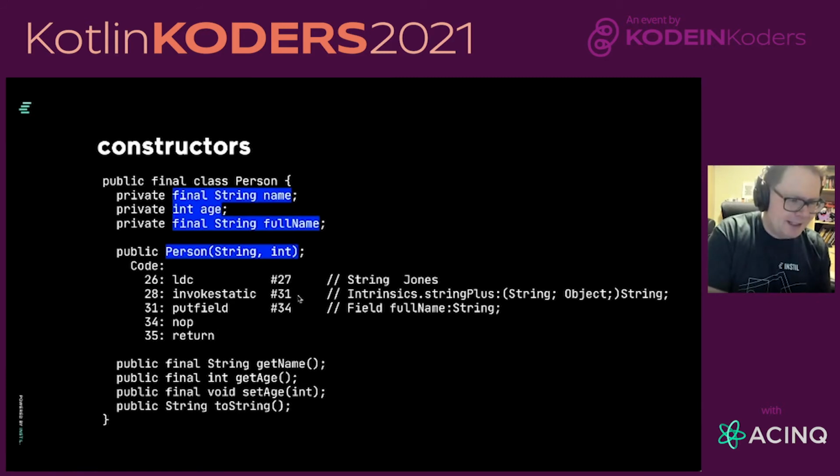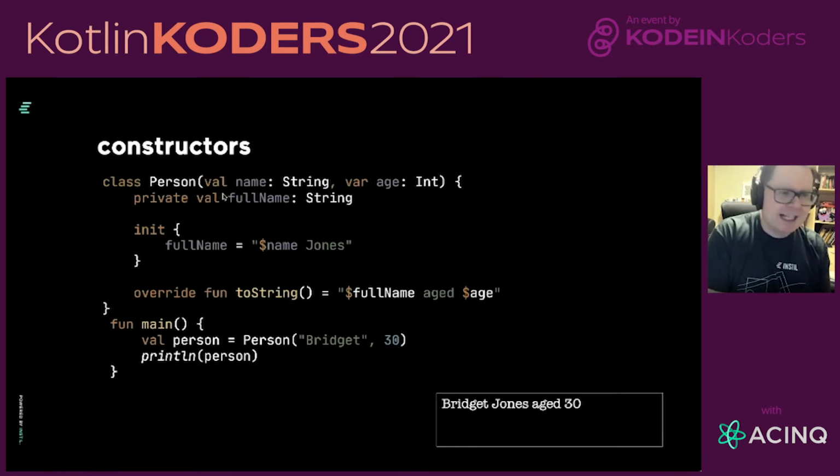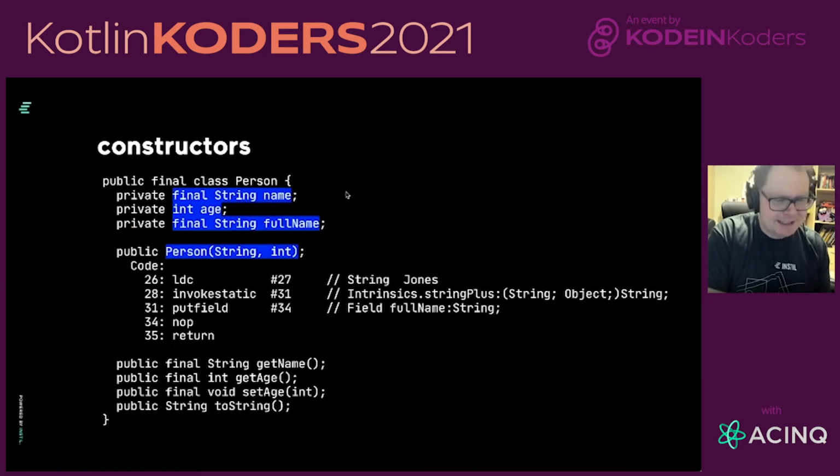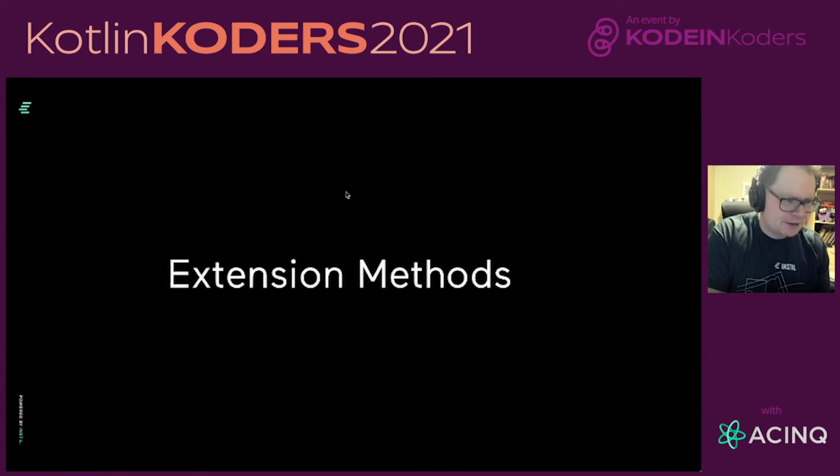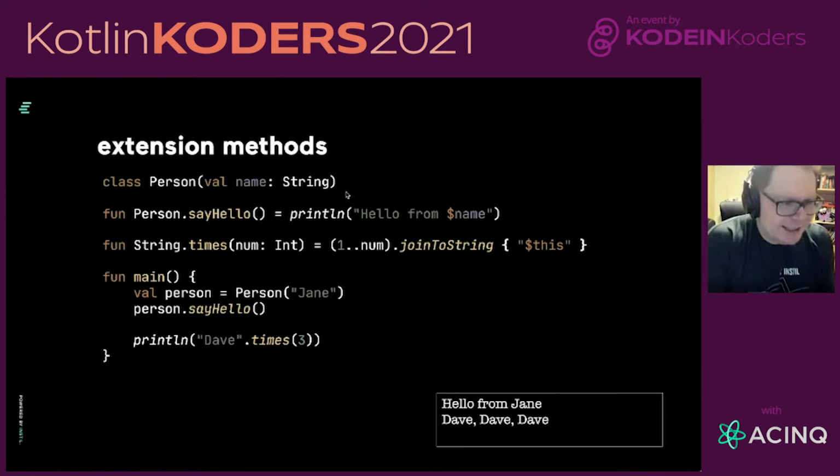So the Kotlin compiler is lying to us, but in a really, really helpful way. It's giving us this illusion that we have a primary constructor, whereas what we're getting generated is just a standard Java fields and constructor arrangement. Another lie I particularly like, extension methods.